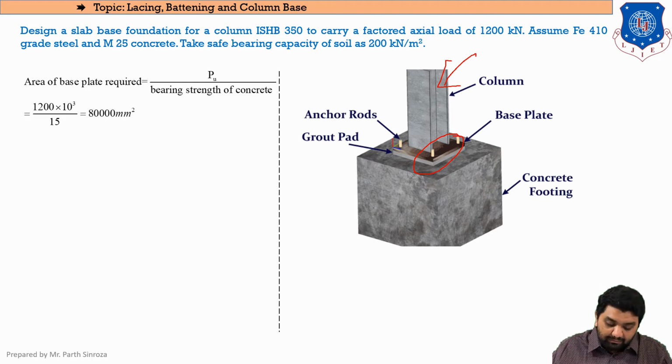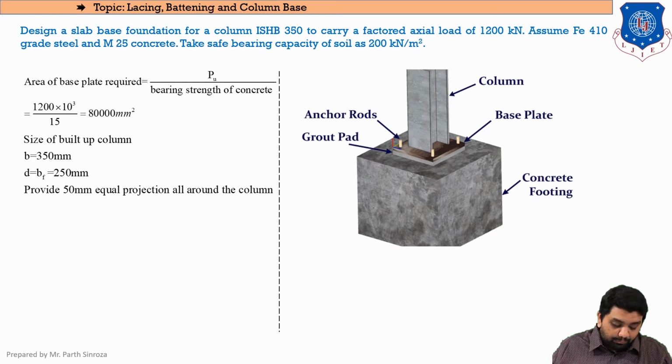So here now we are dealing with this base plate, and the area of base plate that is to be required is coming out to be 80,000 mm square. Now we need to find the size of the built up column. So the size of the built up column here, this portion that was our BF was taken from the steel table to be 250. This portion was our H portion, that is our overall depth. So overall depth was our 350. So as you can see, it forms a rectangle of 350 cross 250.